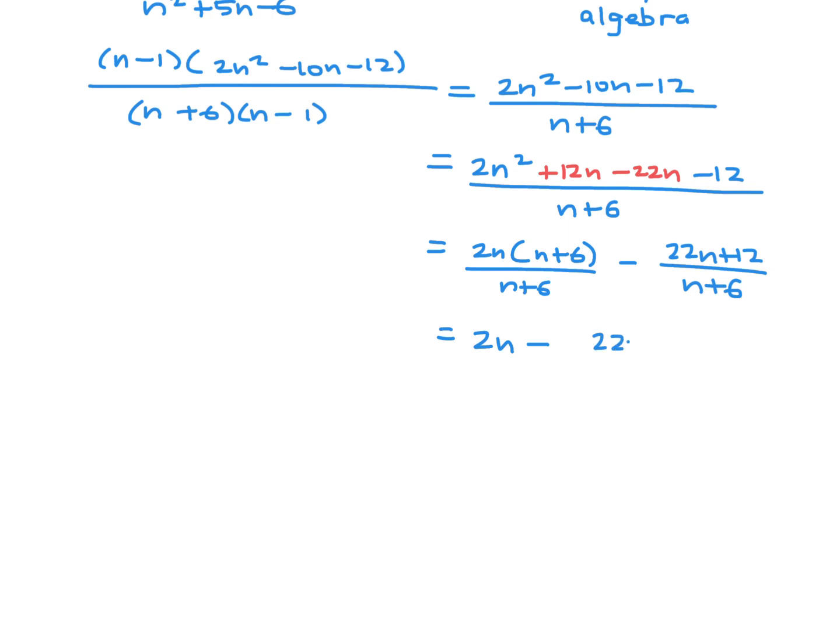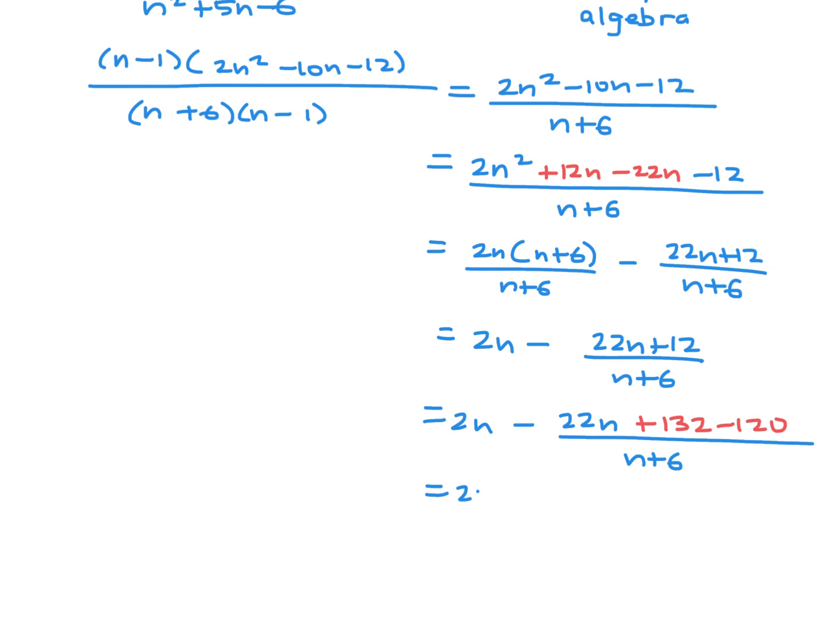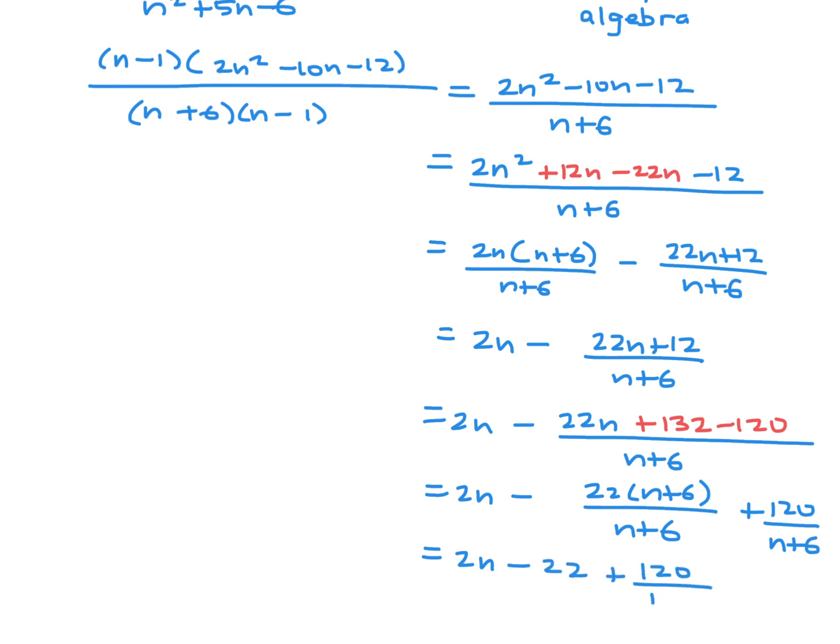Okay, well, we're still going to do that again with this guy. So let's do that again in a way that allows us to again factor it. So 22n, let's see here, plus 132 minus 120, and I think that'll allow me to do it. So this will be a factor out of 22 n plus 6. There we go. Over n plus 6. And then that'll just be, I believe, plus 120 over n plus 6. So then this is 22n minus 22 plus 120 over n plus 6.